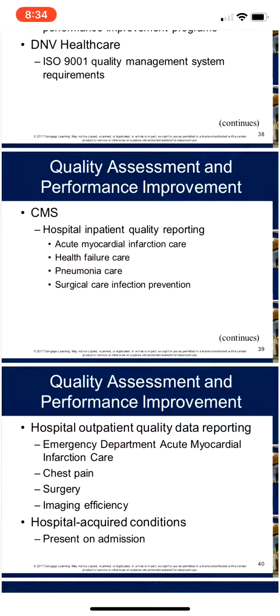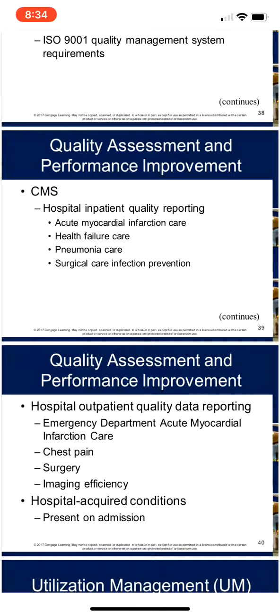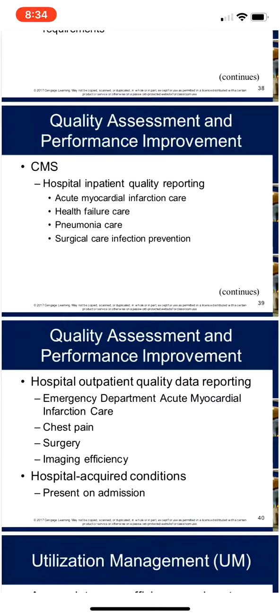For hospitals to receive their full Medicare annual payment update for the IPPS, they must fulfill all requirements for this program. The HOP QDRP includes outpatient department measures that focus on 4 topic areas: emergency department, chest pain. Well, it's emergency department, acute myocardial infarction care, then chest pain, surgery, and then imaging efficiency.